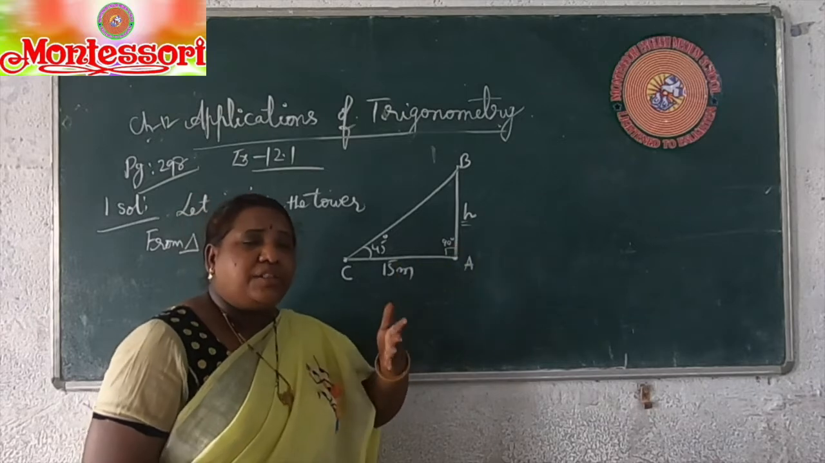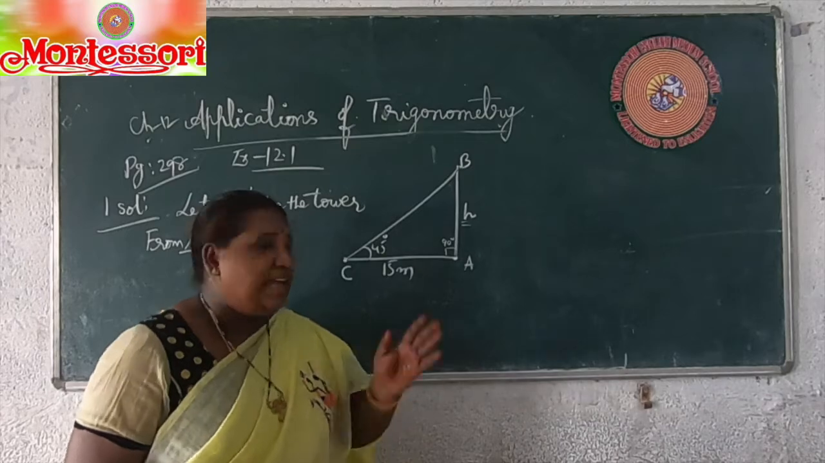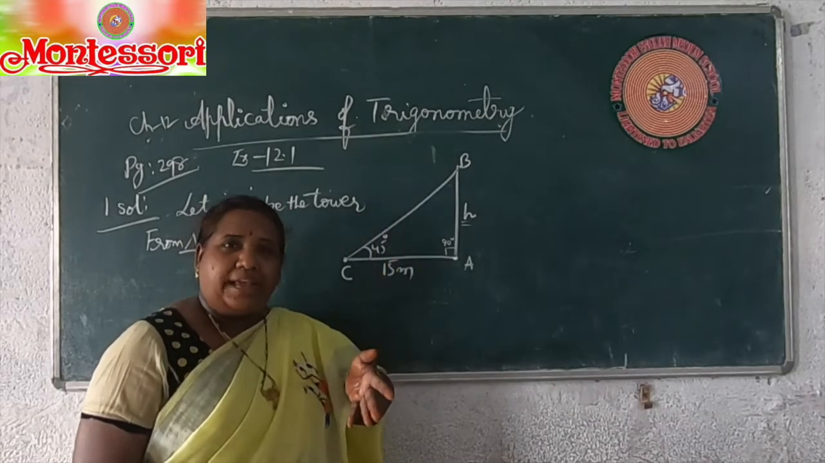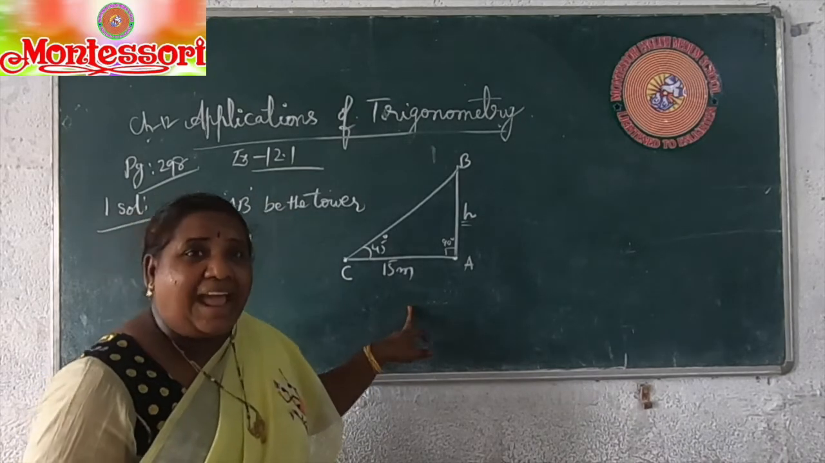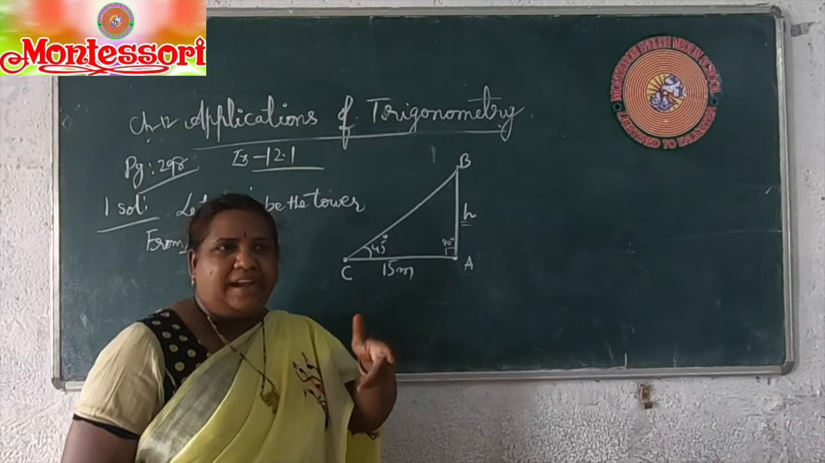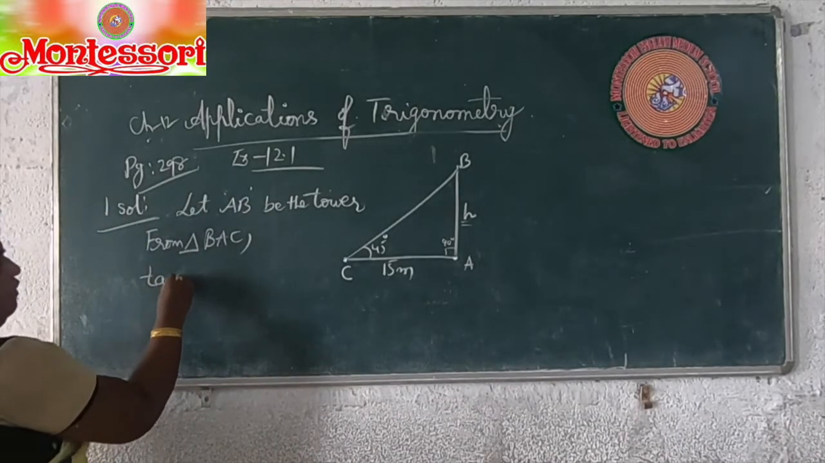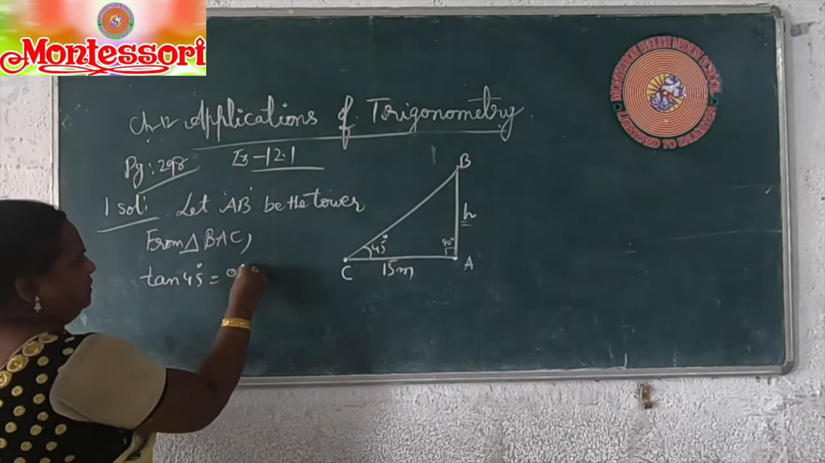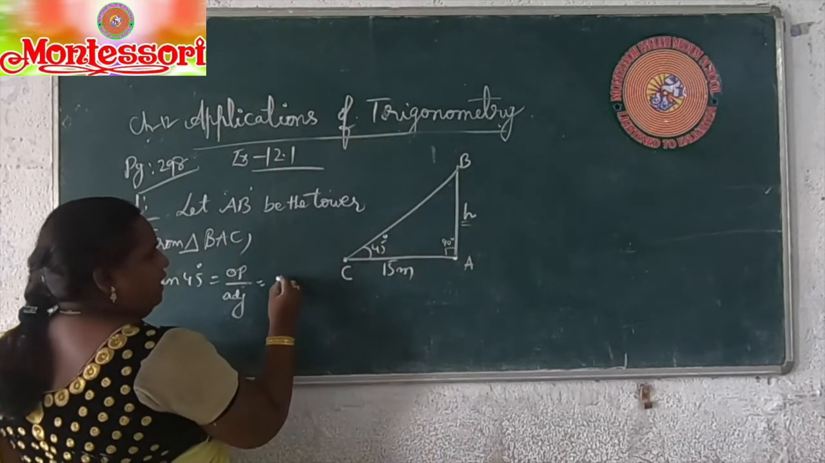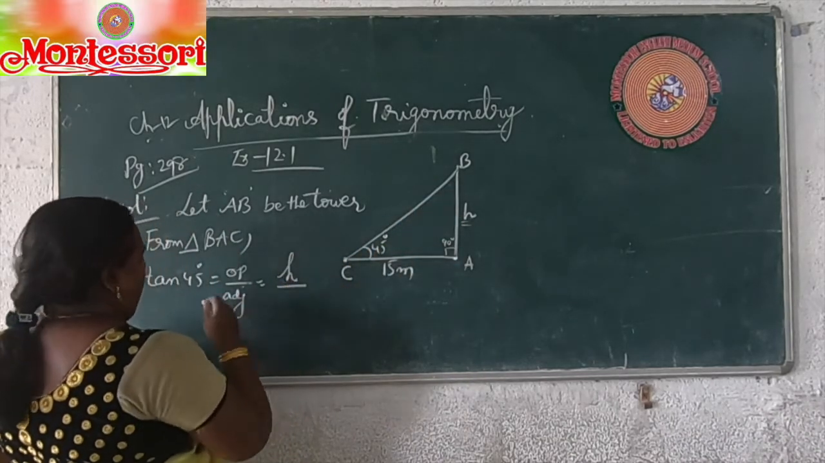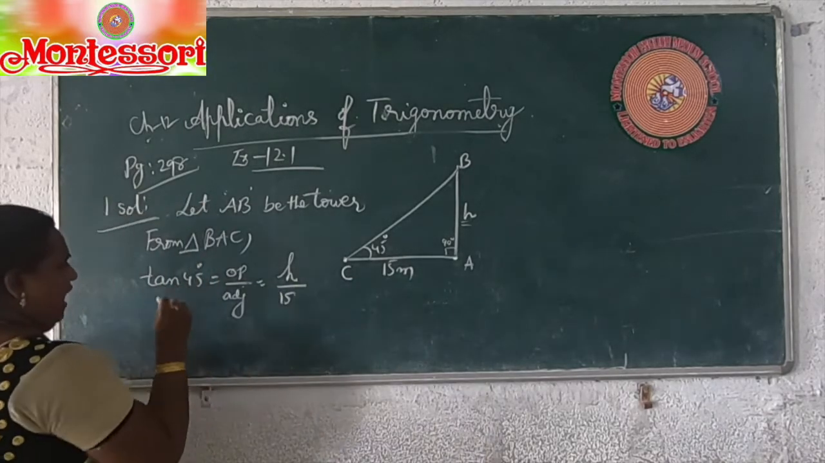According to the information, you have to change the ratio. Suppose opposite and hypotenuse are given, then you have to take sine. If adjacent and hypotenuse are given, you have to take cos. But here opposite and adjacent are related, so you have to go for tan. Keep that in mind, then automatically you will get the sum. Now tan 45 is equal to opposite by adjacent. What is opposite of 45 degrees? AB. I am taking it as H. What is adjacent? AC, that is 15 meters.